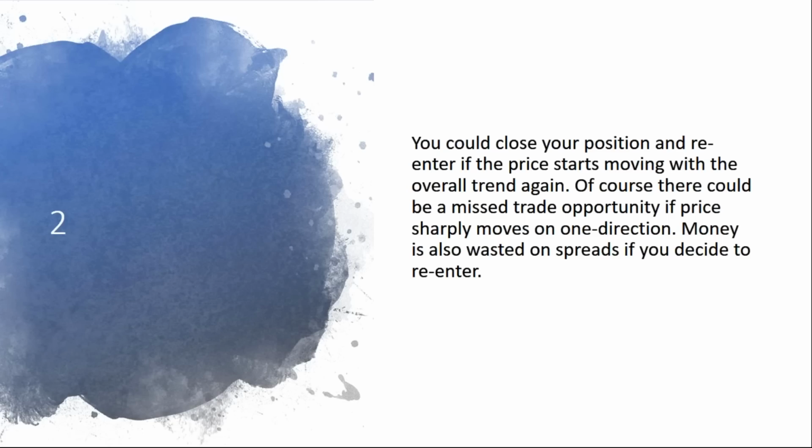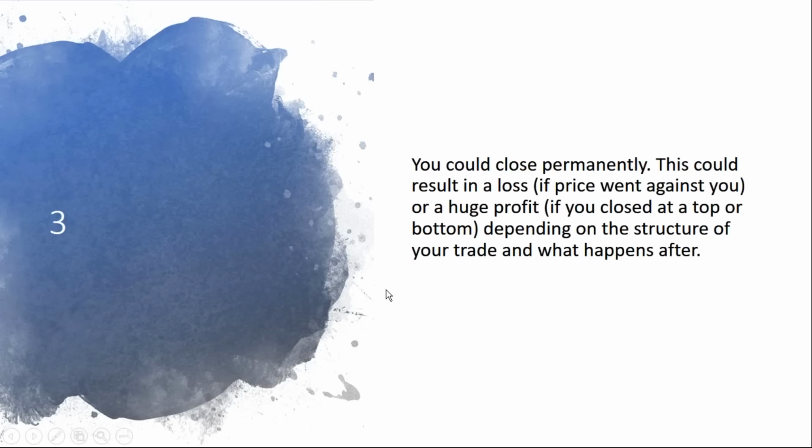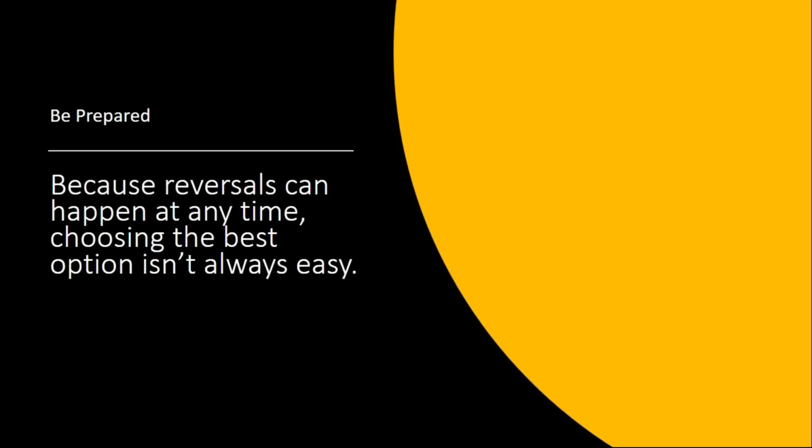You know, if you enter the market, whether you entered the right point or too high, when it starts to dip down and you're not sure whether it's a retracement, you could just close your position. Okay. Now, of course, there could be a missed trading opportunity if the price moves sharply in one direction. Money is also wasted on spreads if you decide to re-enter. But you could, last choice, permanently close your position and move on. You made money.